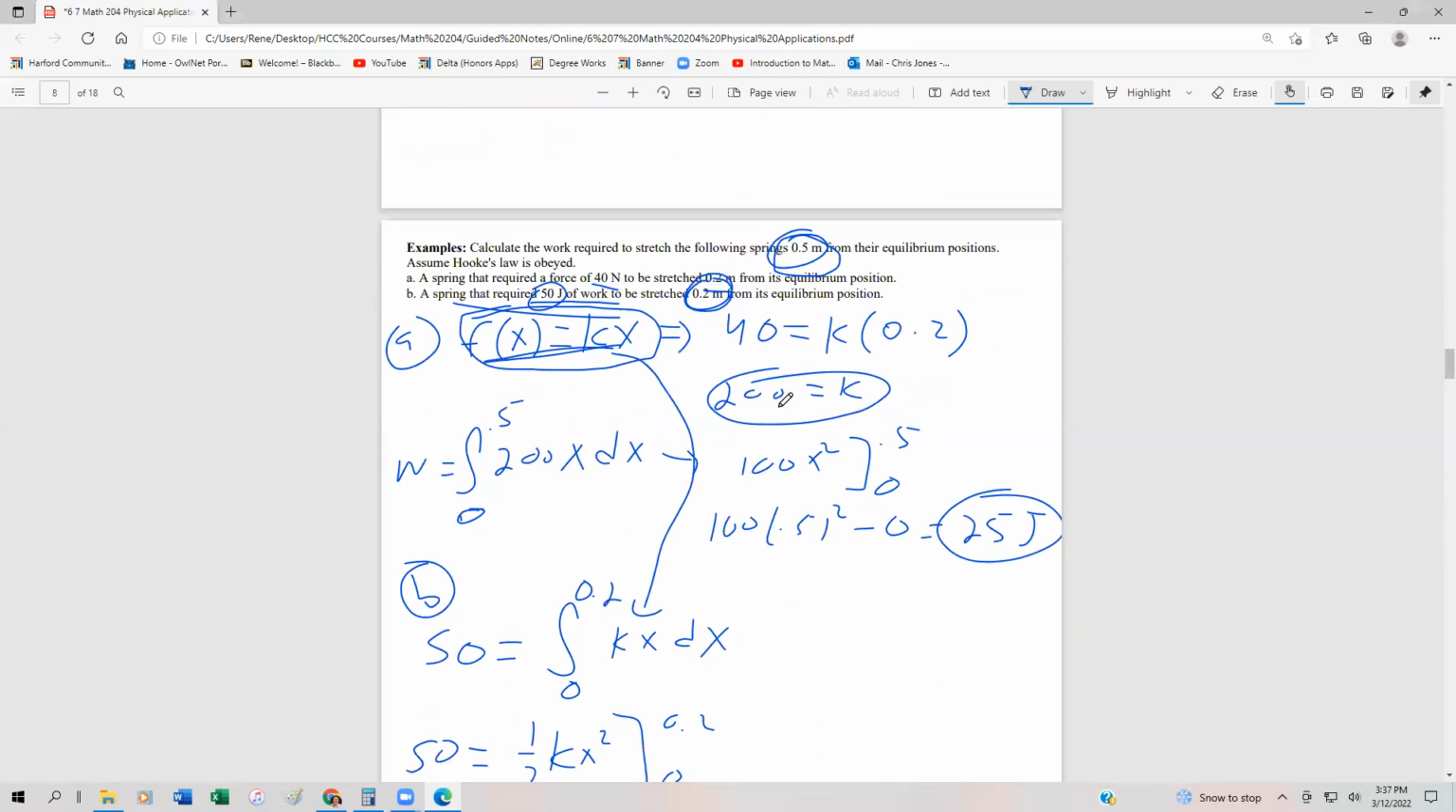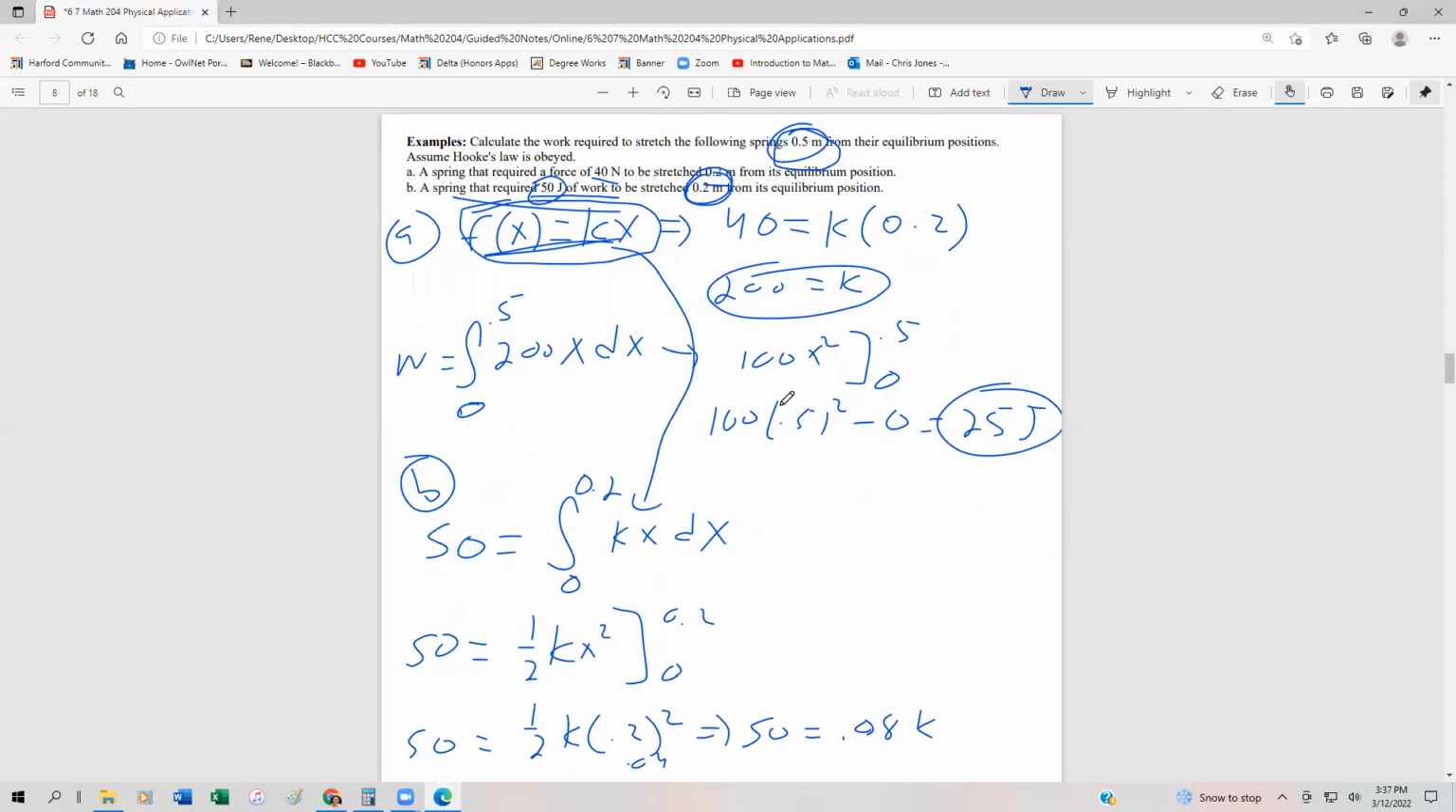In the next videos, we're going to be taking a look at a different application. So we're going to move away from force and we're going to move away from work, and we're going to start taking a look at fluid force instead. And we're also going to be taking a look at lifting. So we're going to move away from just these sorts of spring problems and go to a different type of work problem.